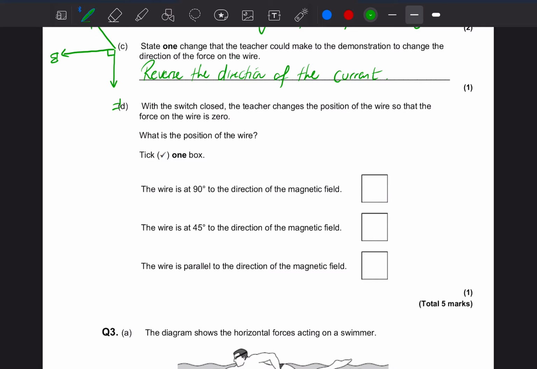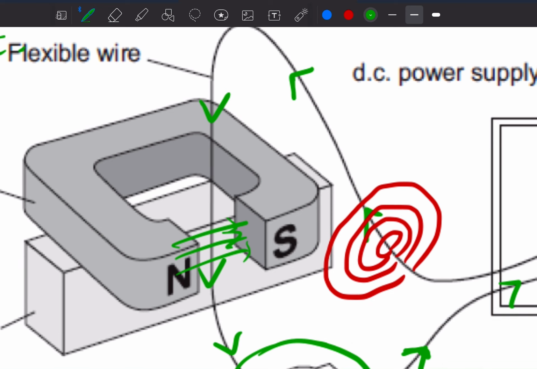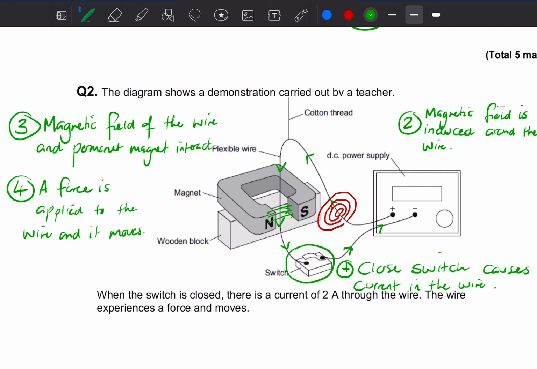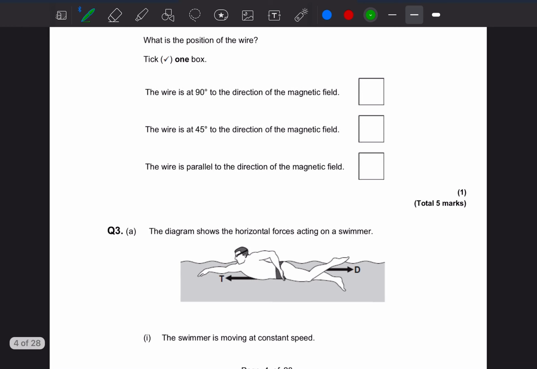So I mentioned it earlier, we're talking about the motor effect, and I'll zoom into this section here. The wire has to go through at 90 degrees in order to experience a force, because it must cut through the field lines. If it goes through at 45 degrees, it is still going to cut through the field lines, so there still will be a force, it just won't be as powerful. But if it is running in parallel with those lines, there will be no force. So in order to have no force, the wire must be parallel to the direction of the magnetic field. Okay, end of question 2.